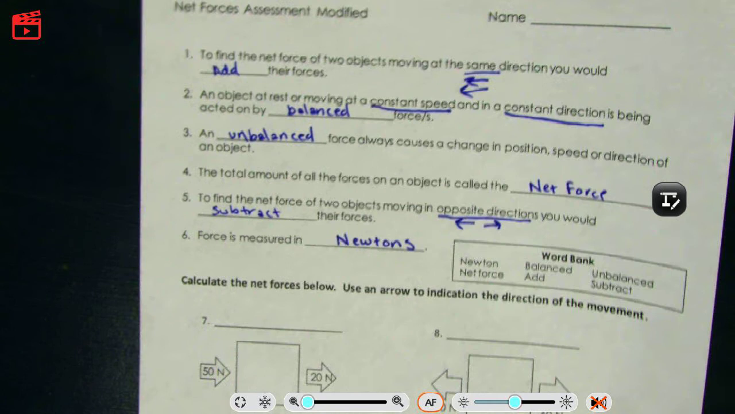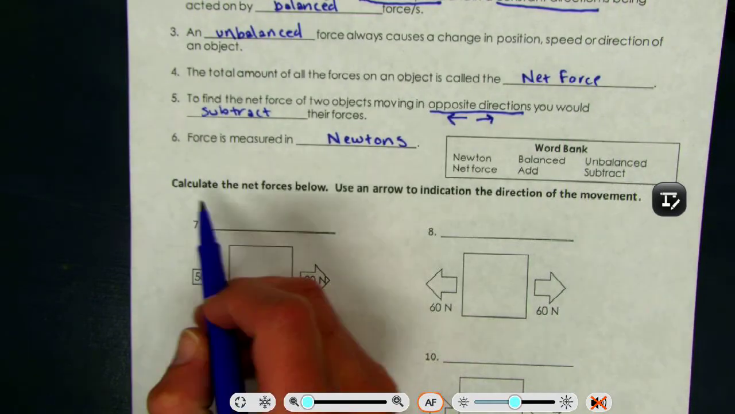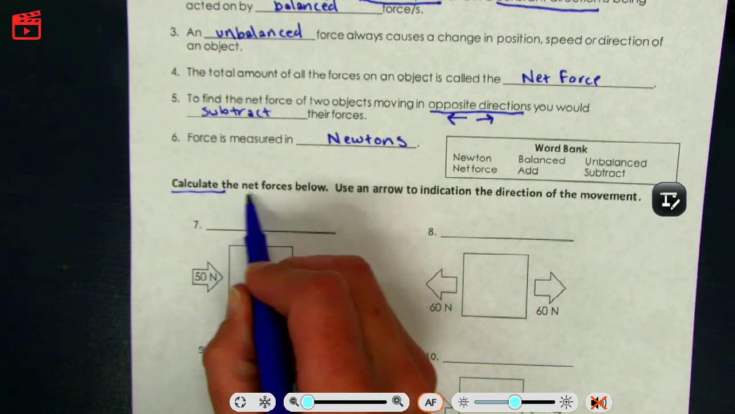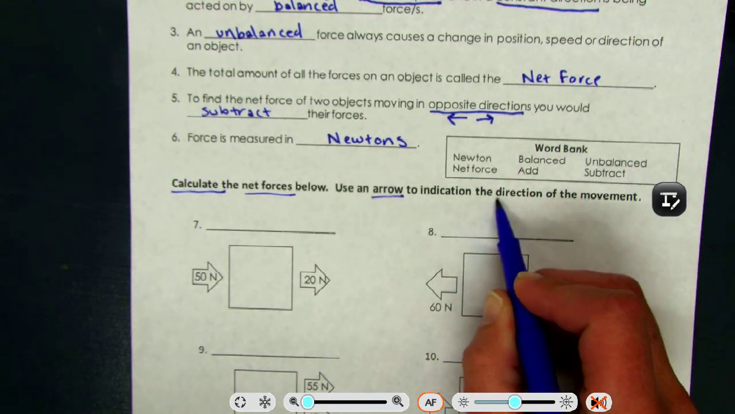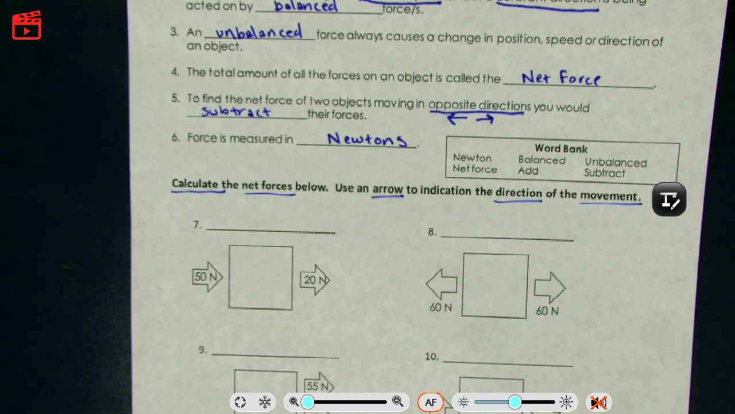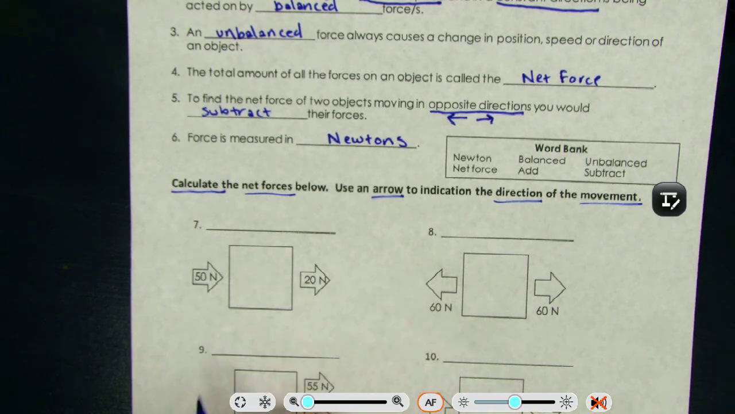So down here, there's two parts, and a lot of people miss the two parts. We were going to calculate the net force, and then we're going to use an arrow to indicate the direction of movement. Okay, so on this one, I see this arrow is going to the right. This arrow is going to the right. So they are the same.